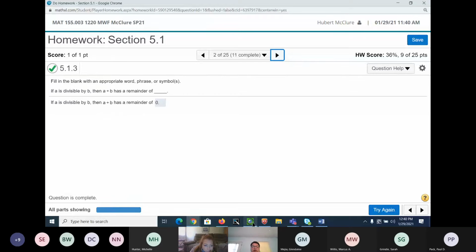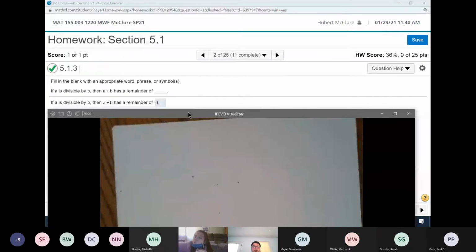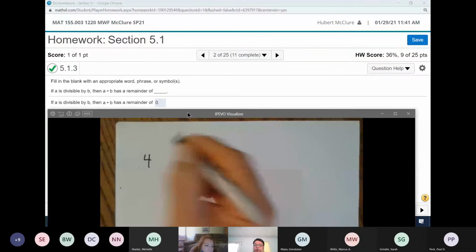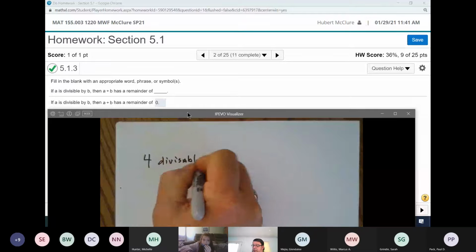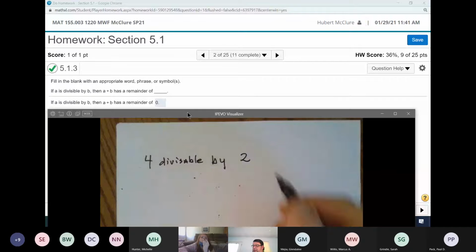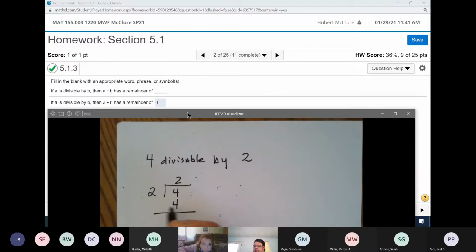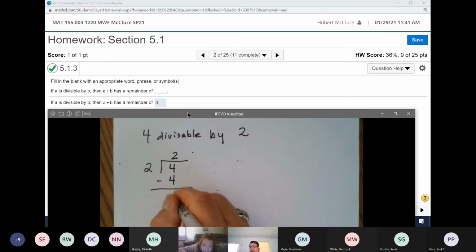Divisible, and I'm going to write this word down for you. Divisible means, and I'm going to show you with an example because this is the best way to show you, is 4 divisible by 2? Well, let's see. 2 will go into 4 2 times. 2 times 2 is 4. You always subtract. And that 0 remainder means that it is divisible.